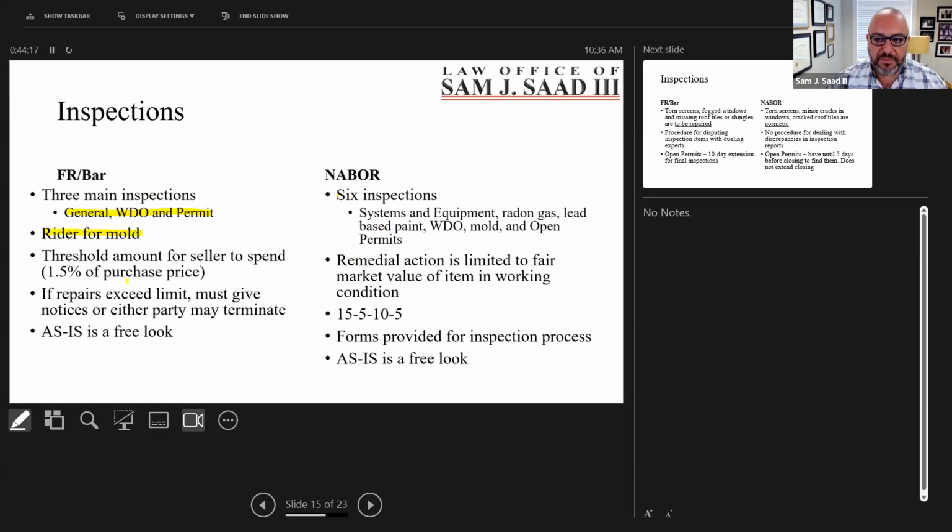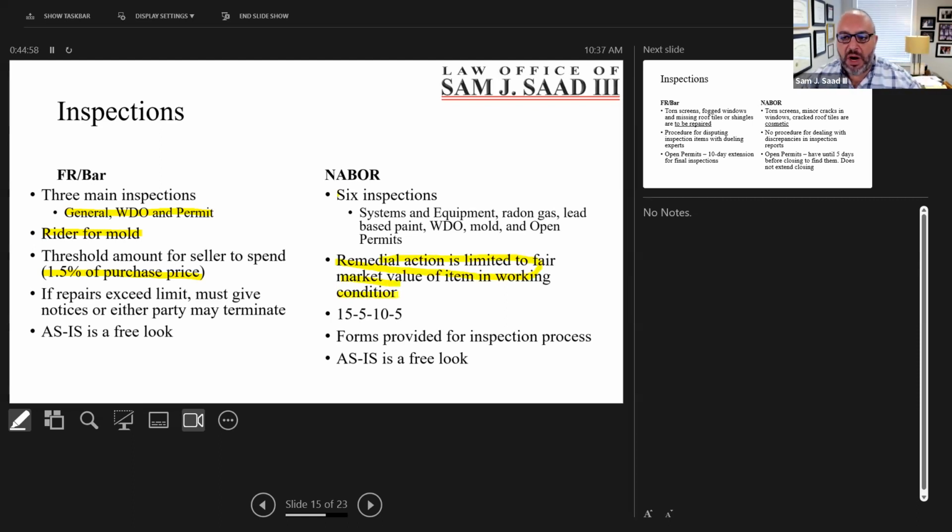I'm going to talk a little bit more about inspections in a minute, but the threshold amount for the seller to spend under FRBAR is 1.5% of the purchase price. If the repair limit is exceeded, then you must give notices, and then either party can terminate under the various inspection provisions. Tammy, WDO does not cover bats, rodents, and bees. You have to add that in. And then under NABOR, remedial action is limited to the fair market value of the items in working condition. So you don't get new stuff, you get repairs.